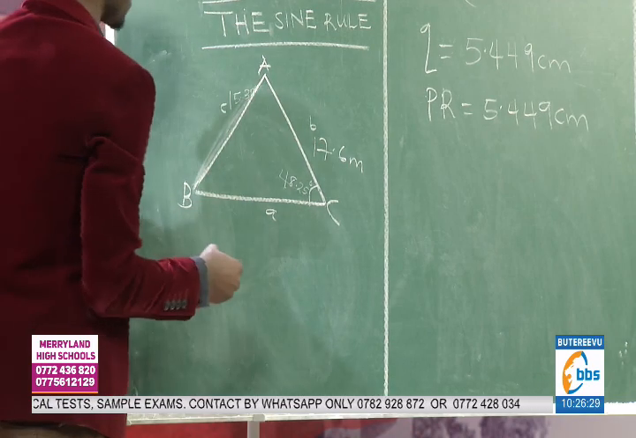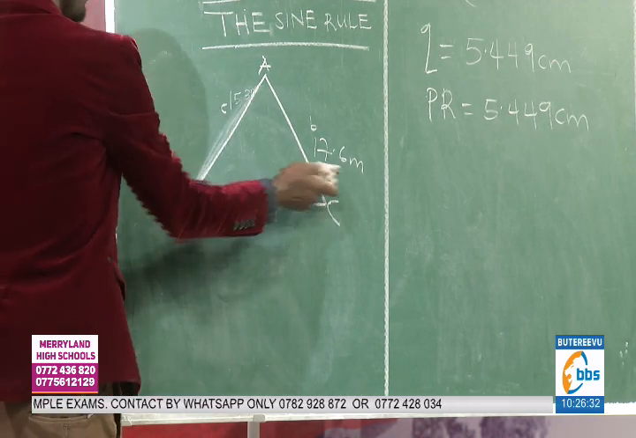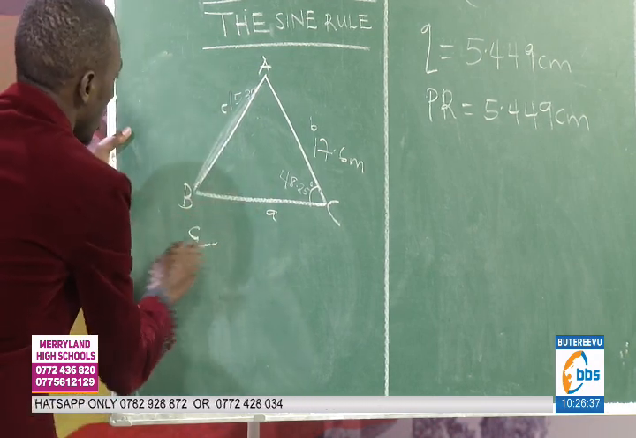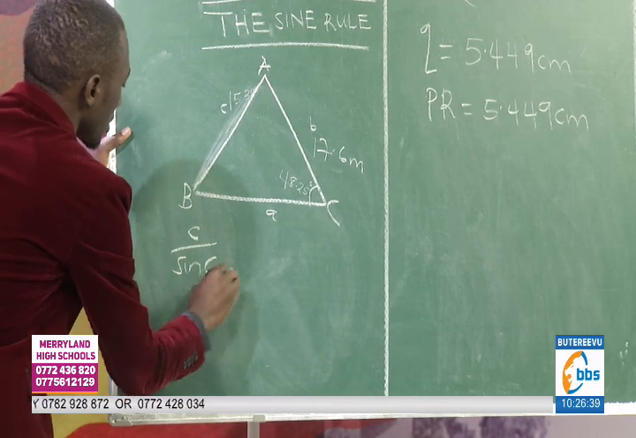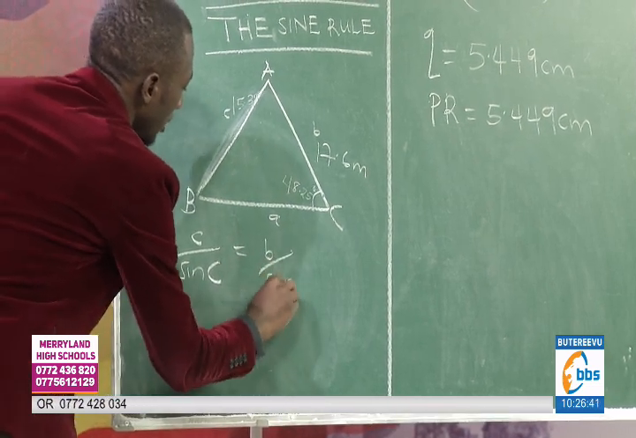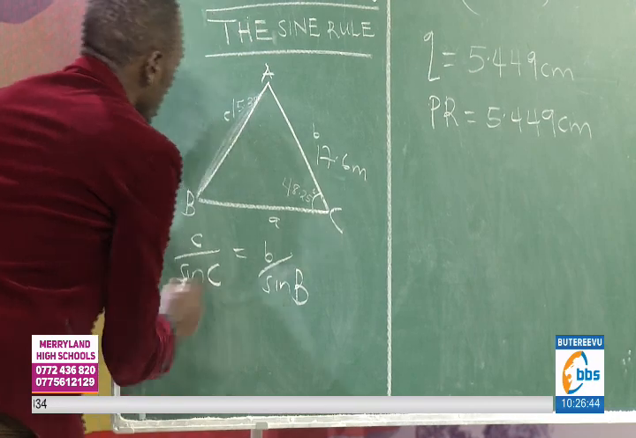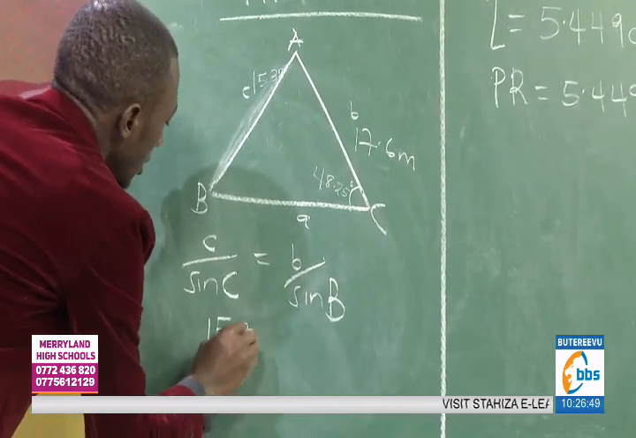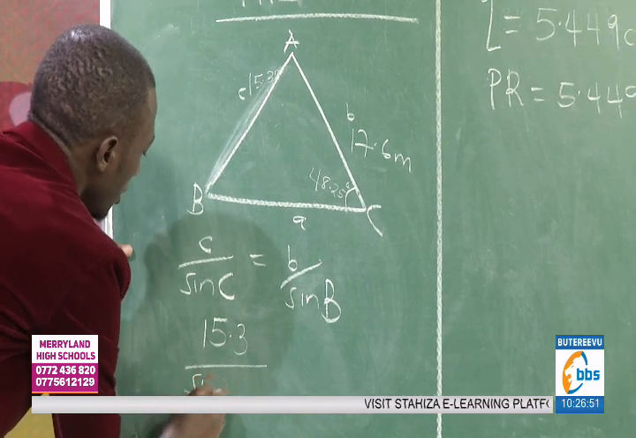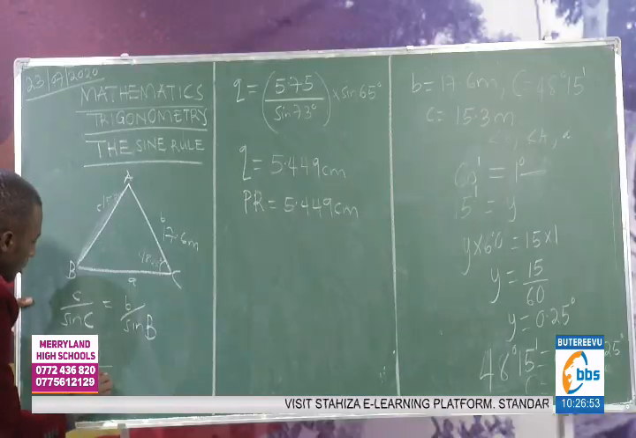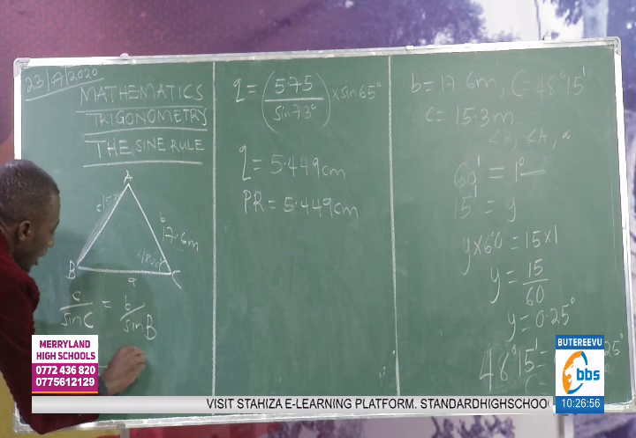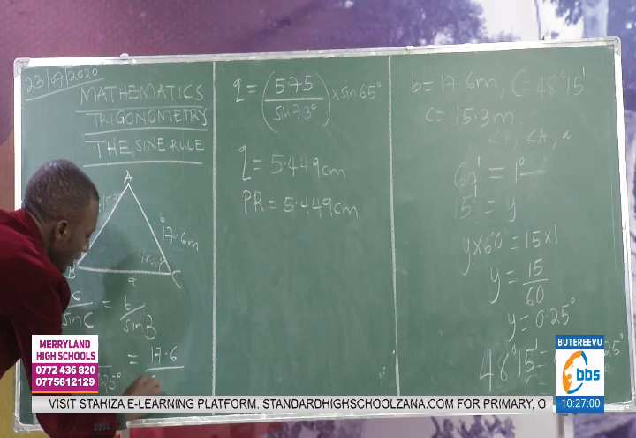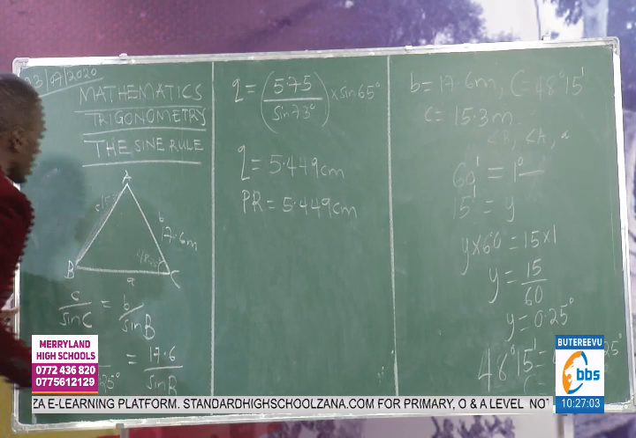Now we can find this angle B. See, we have side B. We can also get angle B using this and this. So I can say that C out of sine C will be equal to B out of sine B. Then now this side C, we have 15.3, divided by sine C, which is sine of 48.25 degrees. And this will be equal to B, which is 17.6, out of sine B, like that.